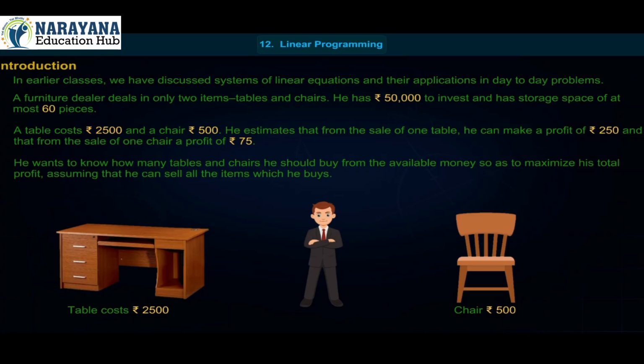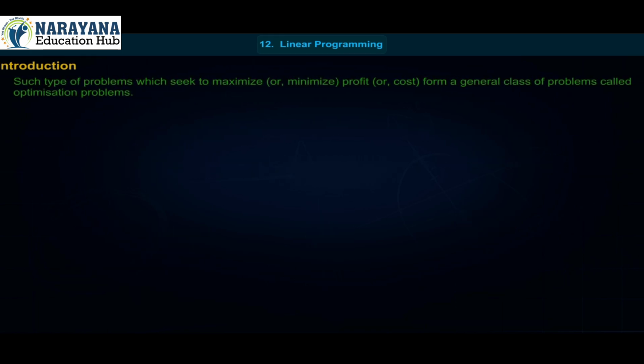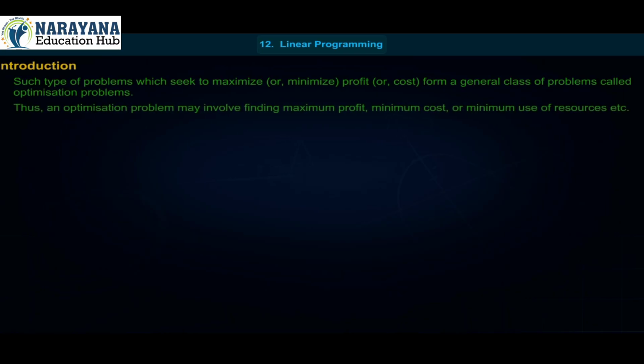He wants to know how many tables and chairs he should buy from the available money so as to maximize his total profit, assuming that he can sell all the items which he buys. Such problems, which seek to maximize or minimize profit or cost, form a general class of problems called optimization problems. Thus, an optimization problem may involve finding maximum profit, minimum cost, or minimum use of resources, etc.